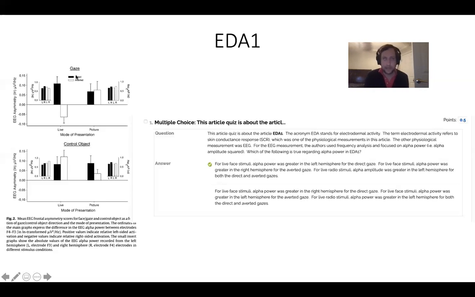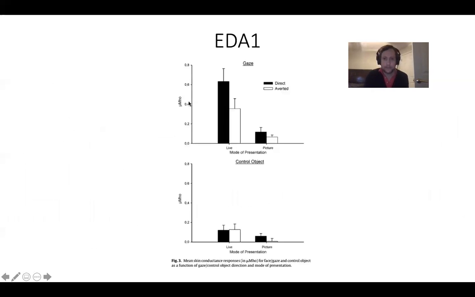But because alpha amplitude is inhibitory, that means that activation in the left hemisphere was more. So it's a little bit confusing. That's the explanation for this. As I said, everyone will get credit for this question no matter what. Ultimately, the thing that I cared about you guys knowing in this study anyway was the stuff about electrodermal activity.